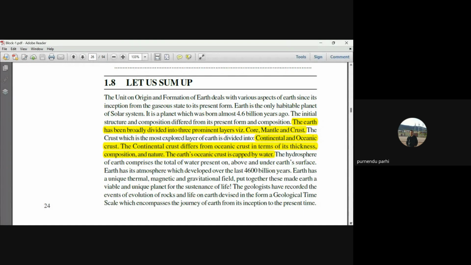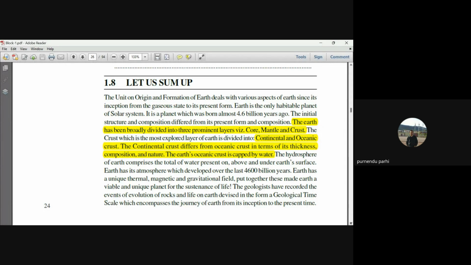The crust, which is the most explored layer of Earth, is divided into continental and oceanic crust. The continental crust differs from the oceanic crust in terms of thickness, composition, and nature. The Earth's oceanic crust is capped by water. The hydrosphere of Earth comprises the total of the water present on, above, and under the Earth's surface. Earth has its atmosphere, which developed over the last 4.6 billion years. Earth has a unique thermal, magnetic, and gravitational field. Put together, this made Earth a viable and unique planet for the sustenance of life.